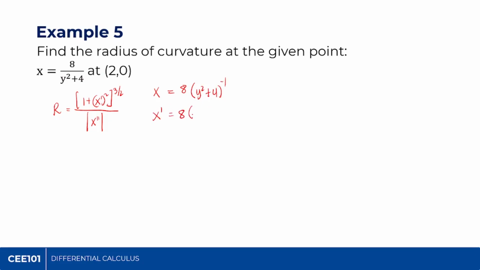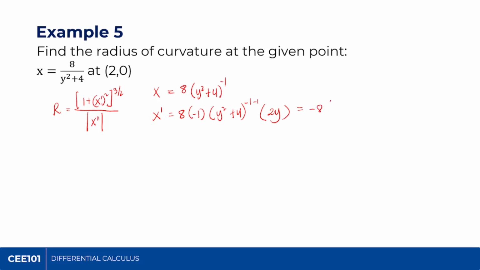You bring down negative 1. Tama ba? And then y squared plus 4. Diba ganyan yun? Power rule. Minus 1. Minus 1 ka din. Okay, diba? And then, what is the derivative of y squared plus 4? That is equivalent to 2y. Tama ba? Okay, therefore, our x prime, that is 8, negative 1. So that is basically negative 8.